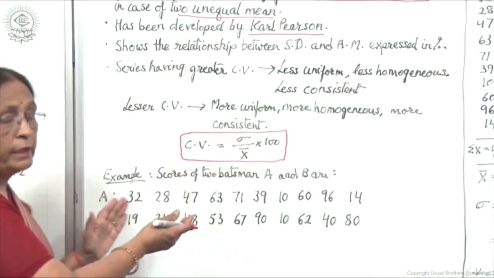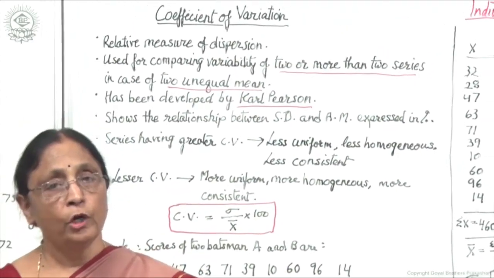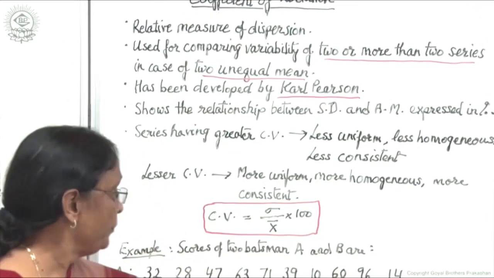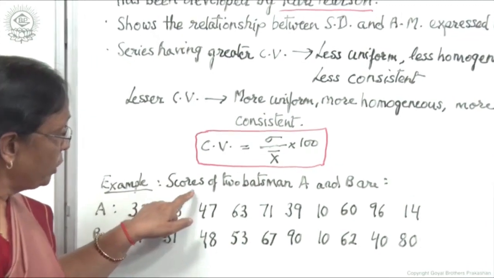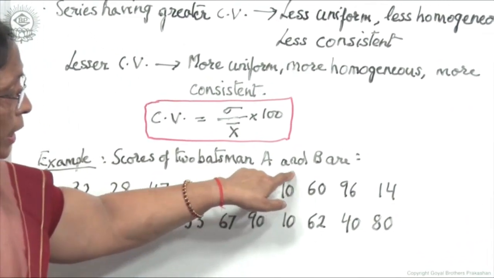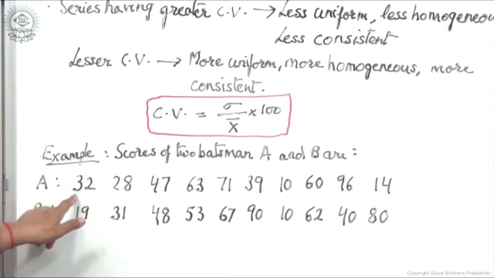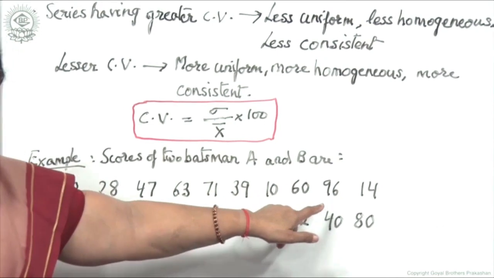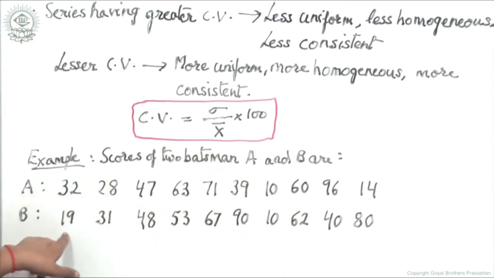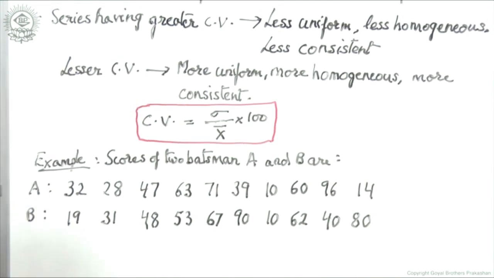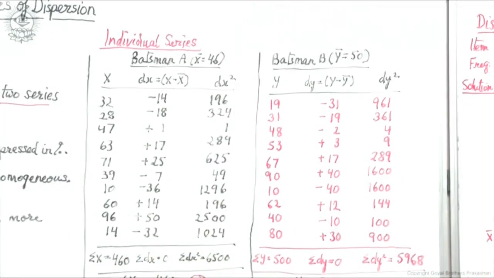Okay, now let us take the example of two series to make it clear how we do the calculations, right? Here I have given you the scores of two batsmen A and B, and the scores are as follows. A has scored these many points and B has scored this data, right? Now we will see how it is calculated.